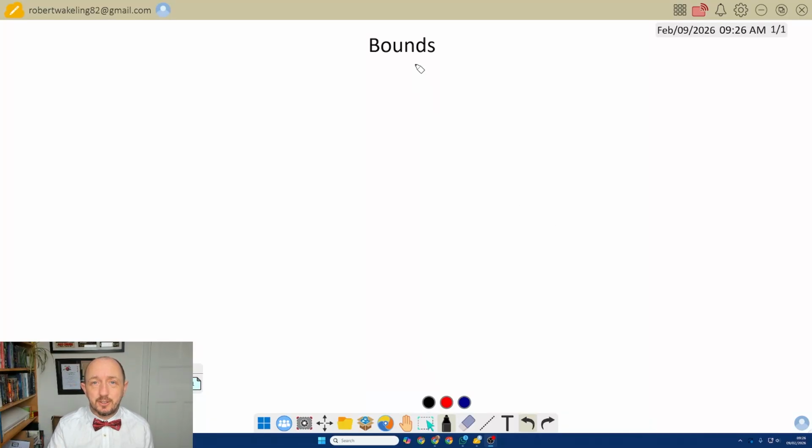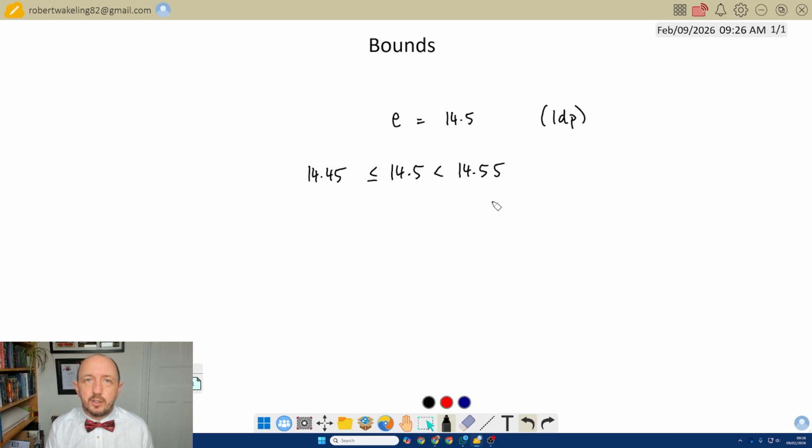In this video, we're going to explore bounds and add in some higher level challenge to this, because we've done a previous video and topic on bounds and error intervals. So just as a very quick recap, we might have something like E equals 14.5 to 1 decimal place, and you're expected to do the error intervals or the bounds, the upper bound 14.55 and 14.45 for the lower bound.